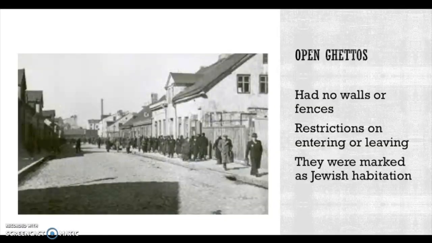The next one is an open ghetto, and this one had no walls or fences, but it had restrictions on entering or leaving, and they were marked as Jewish habitations. If you came up to one, you would say this is where mainly Jewish people live. They weren't kept inside as much as in the closed ghettos, but you could not come and go as you wanted.